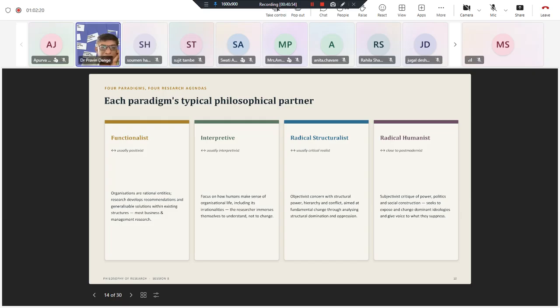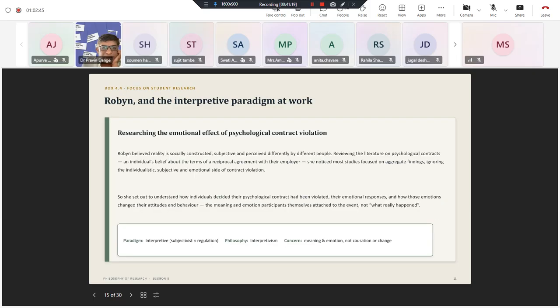Each of the paradigms has a typical philosophical partner and their belief systems: functionalist, interpretivist, radical structuralist, and radical humanist. You can go through the specific dimensions of this.